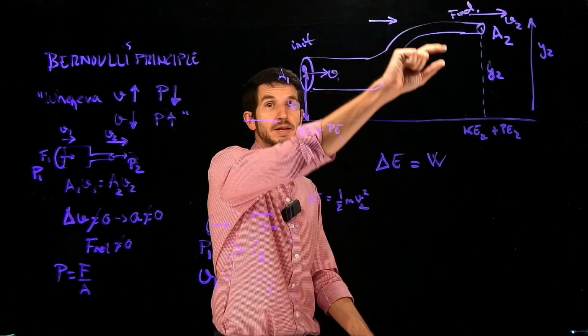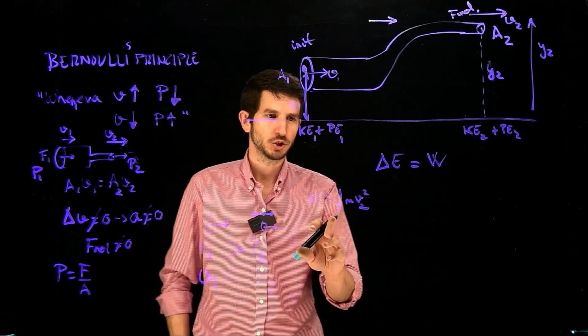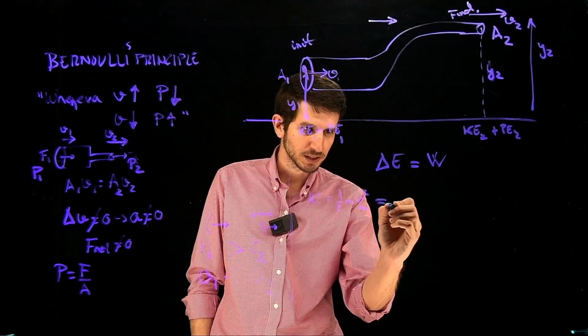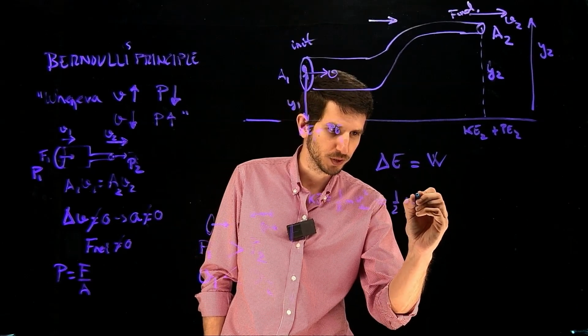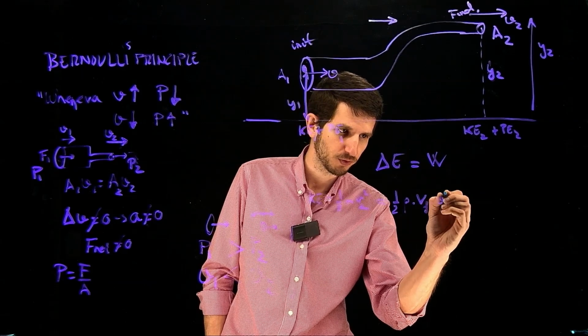And the amount of mass is the same because we're following the same amount. Okay, so we don't want to work with mass, so we're going to have to say 1/2 rho, which is the density of the fluid, times the volume of the fluid, times velocity squared.